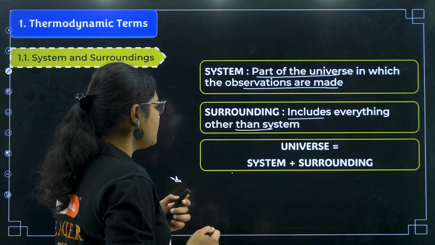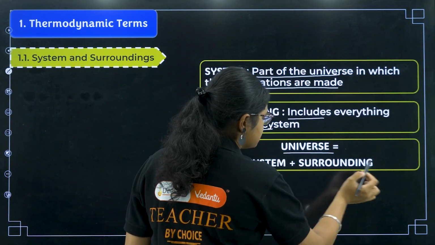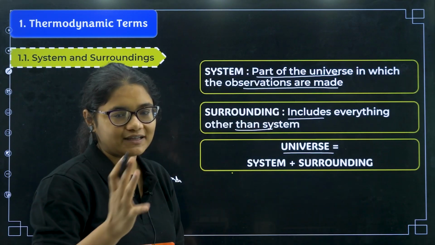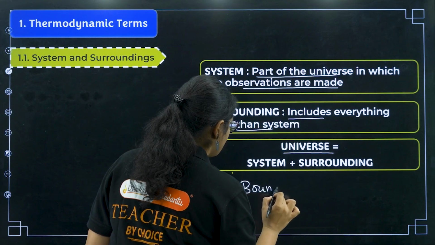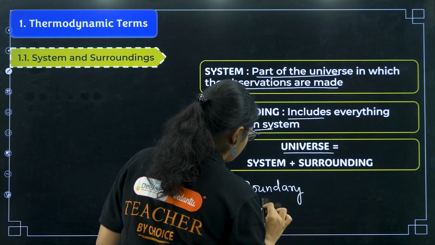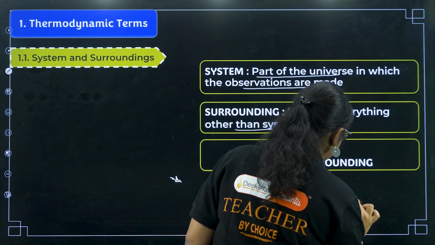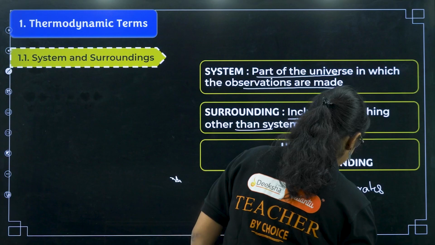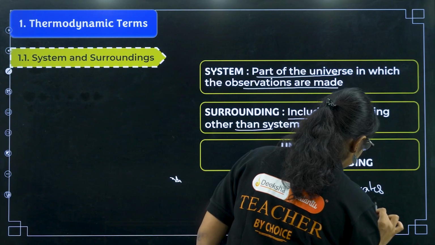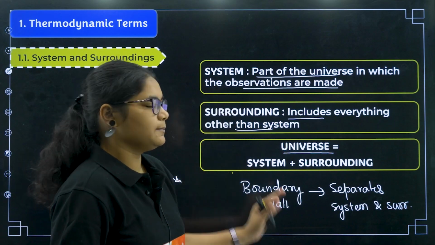Next, this universe is made up of 2 things: the system and the surrounding. Now there is something also called boundary wall. What is boundary wall? It is something that separates system and surrounding. Okay, so these are the important definitions.